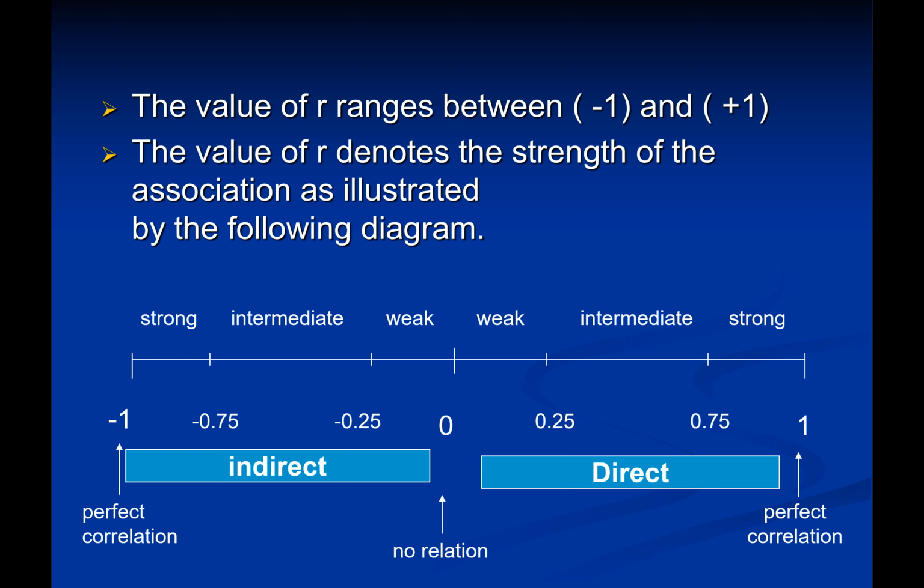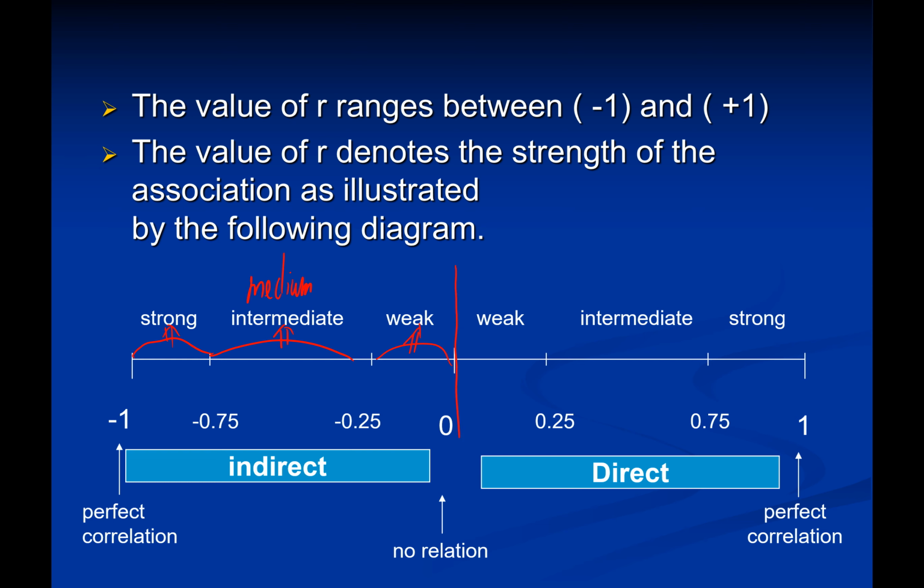The variable R goes between -1 to 1. On the negative side, between -1 to -0.75, that's strong correlation. Between -0.75 to -0.25, that's intermediate or median. Between -0.25 to 0, that's weak correlation. Again, it's exactly symmetric right here.